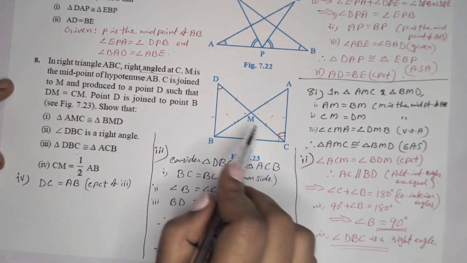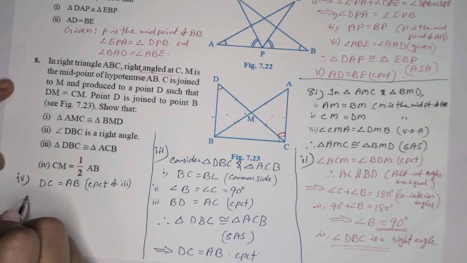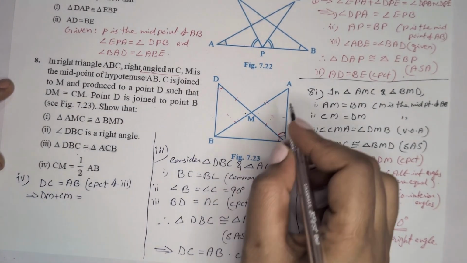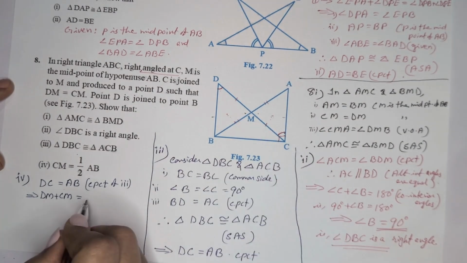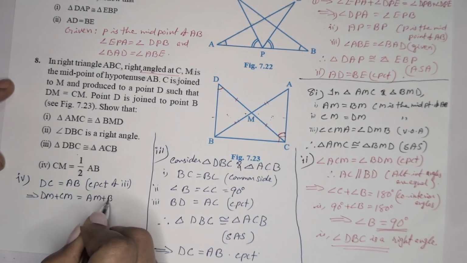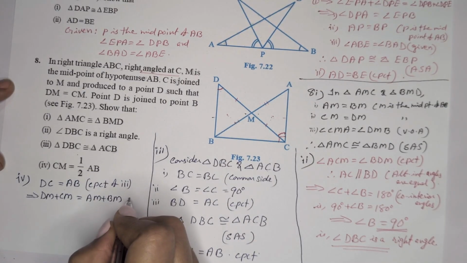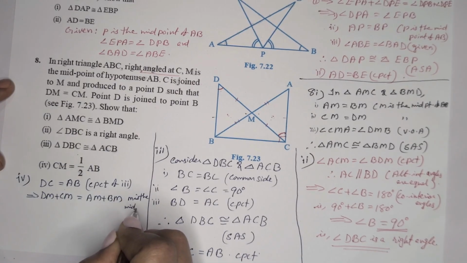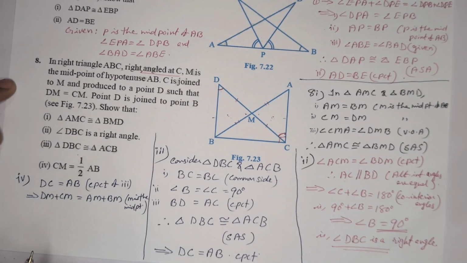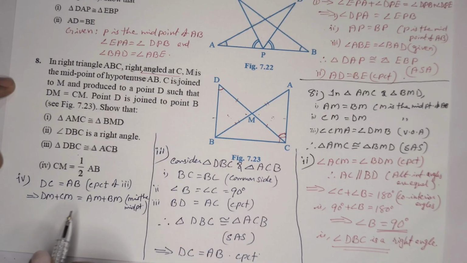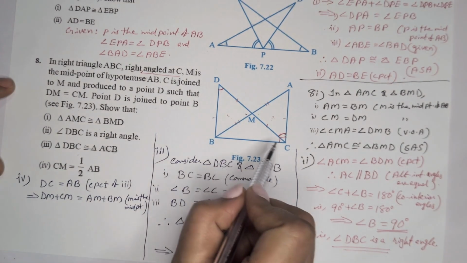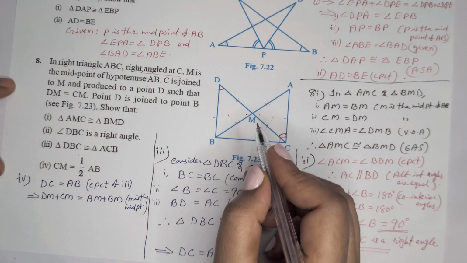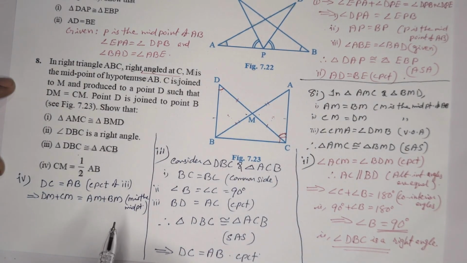Then we know that DC means DM plus CM, and AB we can write as AM plus BM. M is the midpoint. That's the reason what we are writing here. Then also we know that DM is equal to CM and AM is equal to BM. So all these four measurements are equal.